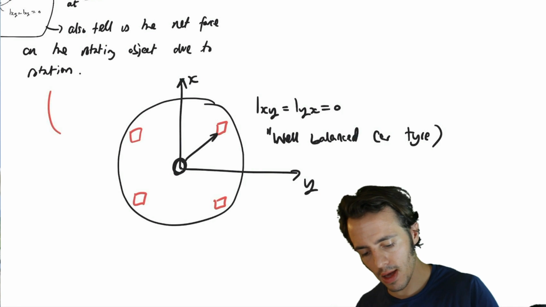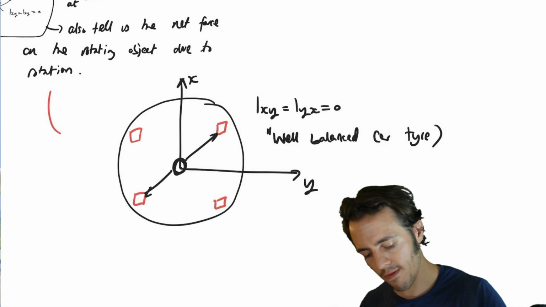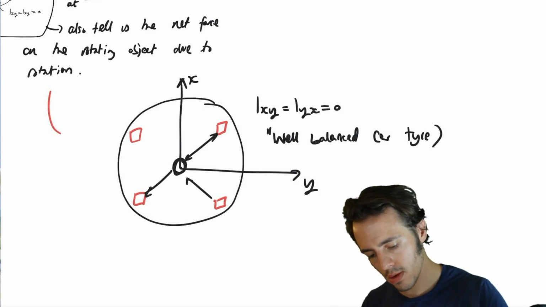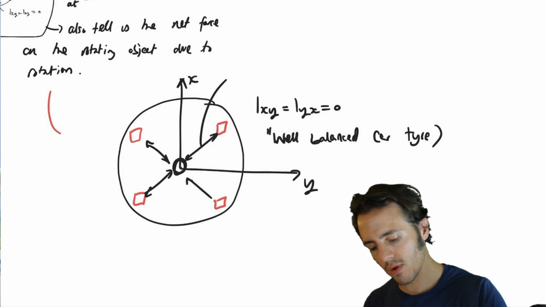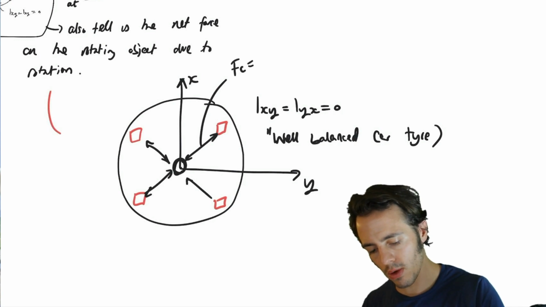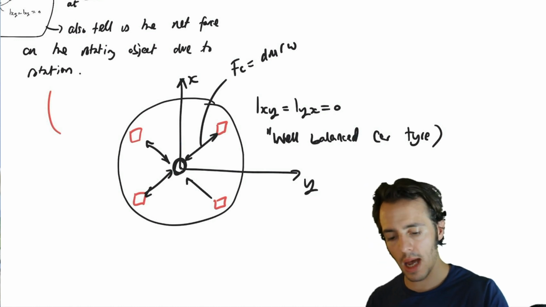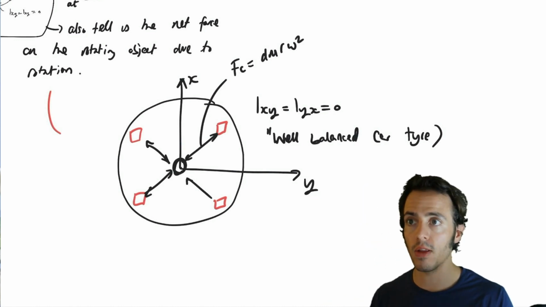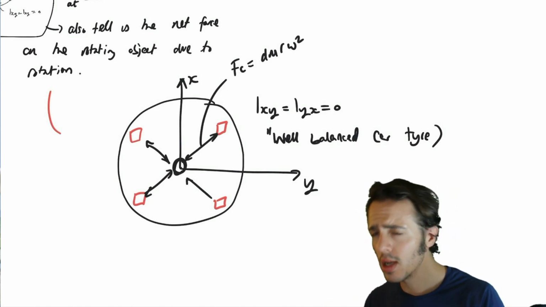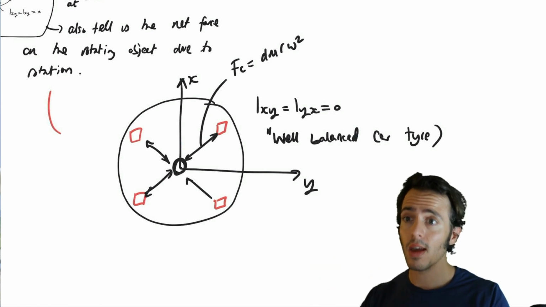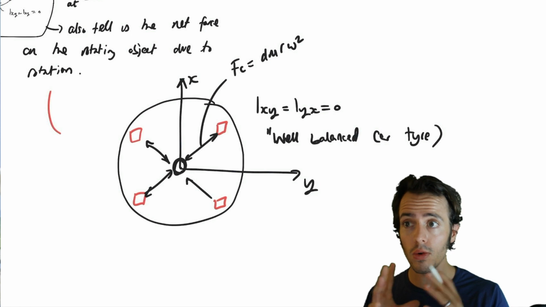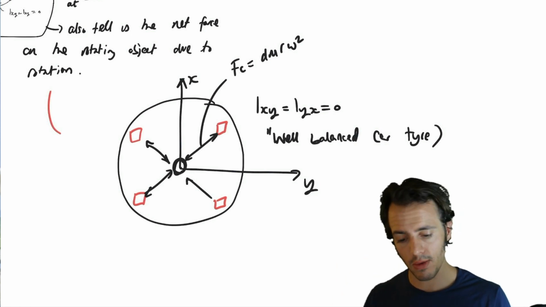Each of these is going to have a force, a tension field holding the whole wheel together. Each of these is going to have a force. Fc is equal to dm omega squared r, wherever they happen to be due to rotation. But all of these forces are going to balance out if the masses are symmetric, or in this case, if the axis is symmetric around the center.